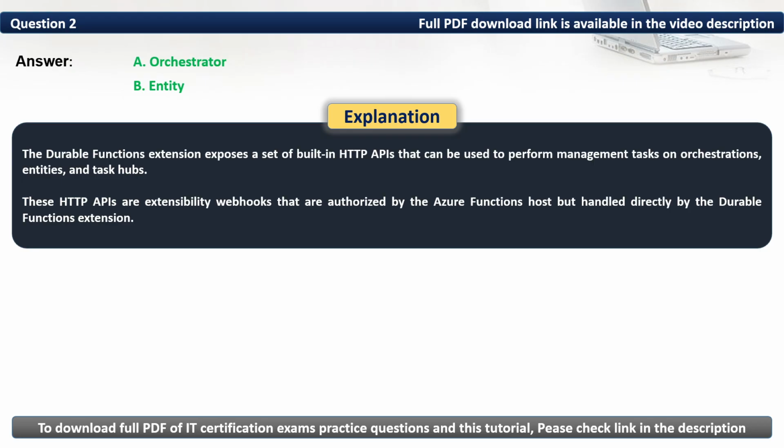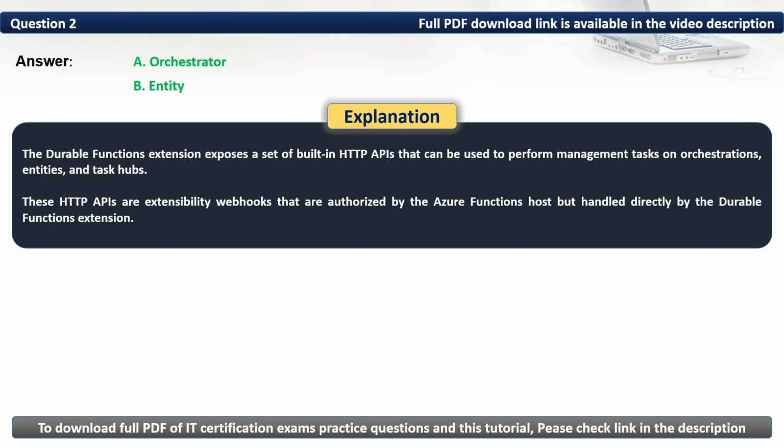The durable function extension exposes a set of built-in HTTP APIs that can be used to perform management tasks on orchestrations, entities, and task hubs. These HTTP APIs are extensibility webhooks that are authorized by the Azure Functions host but handled directly by the Durable Functions extension.